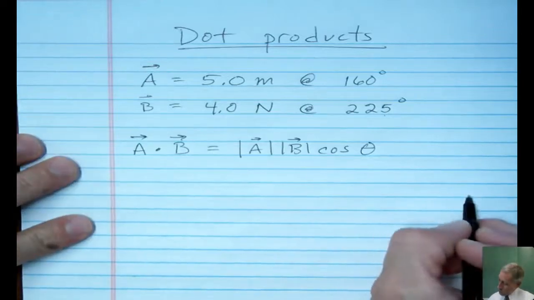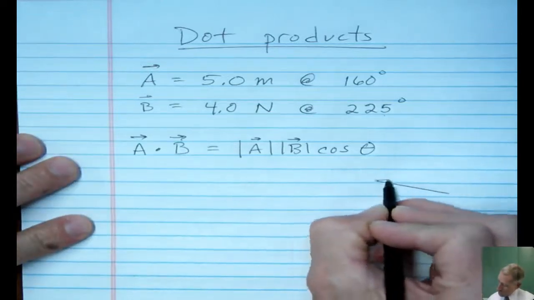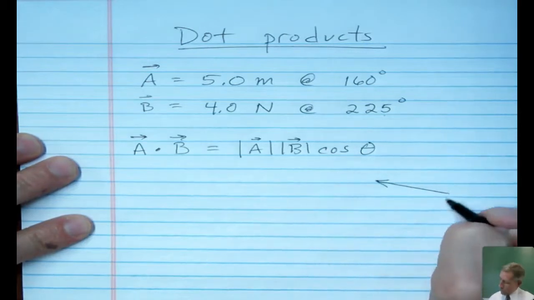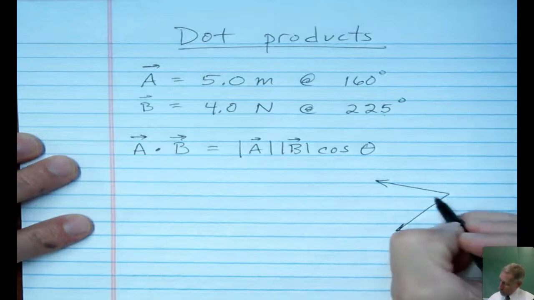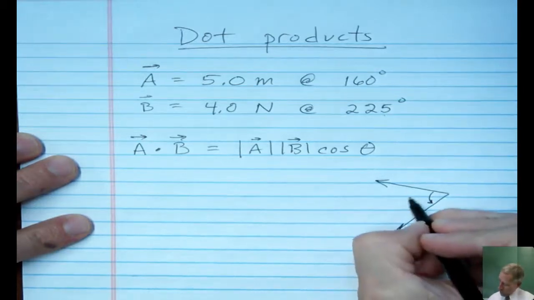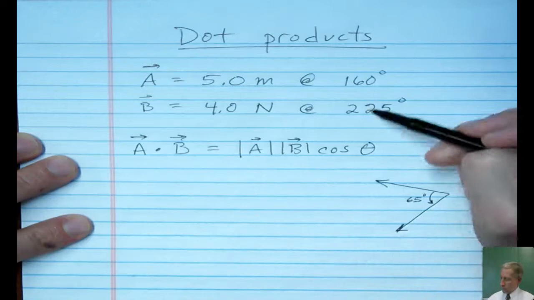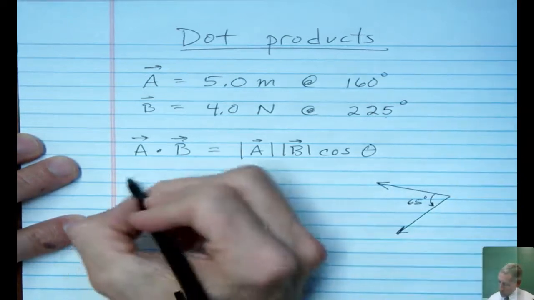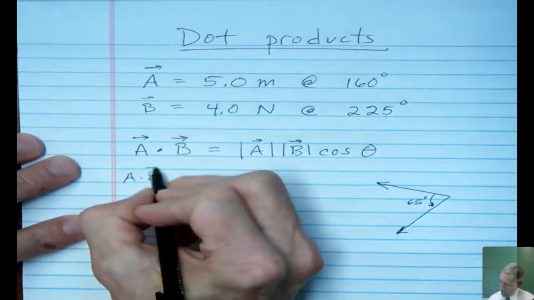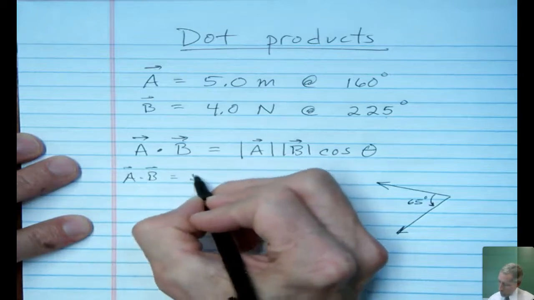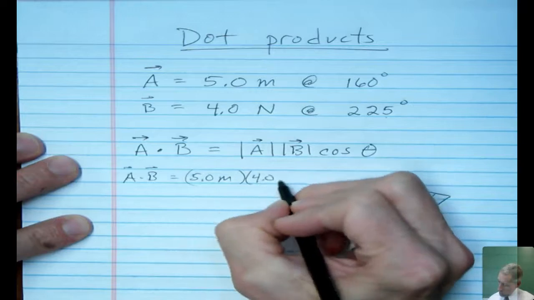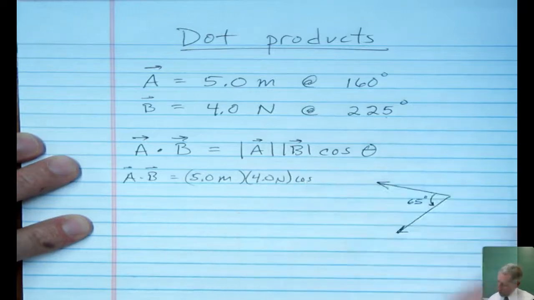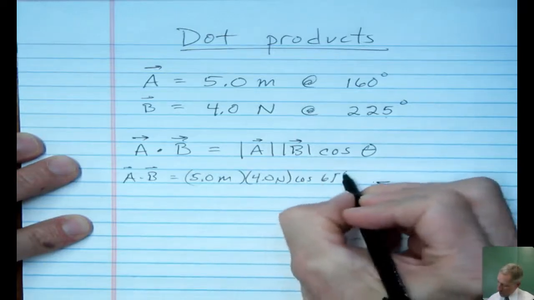So 160 degrees points somewhat up like that. 225 is roughly down like that. And so this angle in between there is 65 degrees. That's just the difference between these two. So in this case, A dot B is 5 meters times 4 newtons times the cosine of 65 degrees.